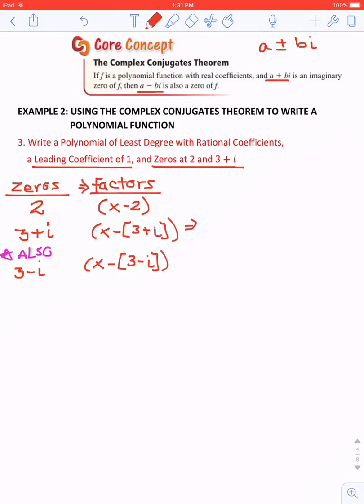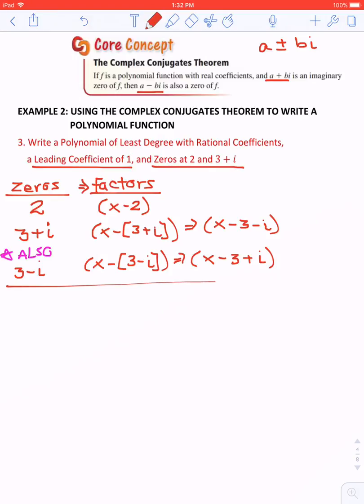Those two can simplify. So this is x minus 3 minus i if I distribute that. And if I distribute and simplify this, I have x minus 3 plus i, still following that conjugates theorem. If I subtract an imaginary, I must also add that imaginary. If I have an imaginary adding, I must also have one subtracting in the same term.